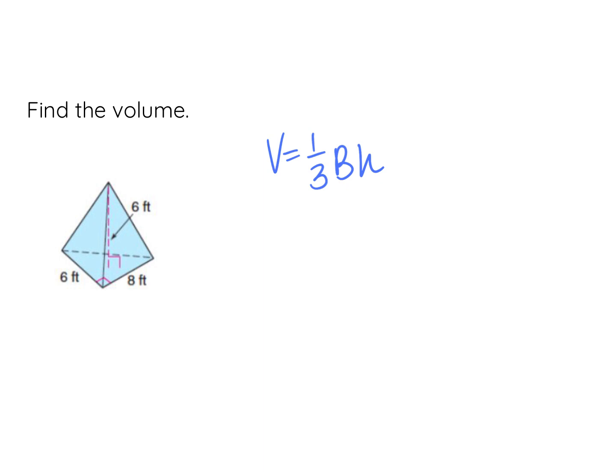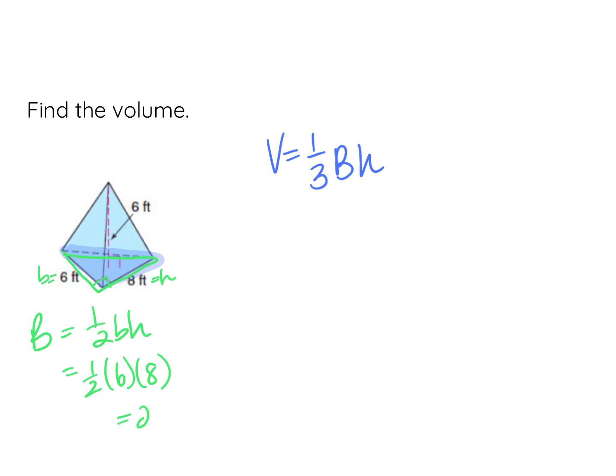So let's look at, here would be my base. It is a triangle. So for that, I'm going to use my triangle formula for big B. Area of a triangle is 1/2 base times height. If I look at just this triangle, I could say that this 6 is my base and this 8 is my height, because remember, the important thing is that they form 90 degrees, a right angle. So I'm going to take 1/2 of 6 times 8, which is 24. And that's what I'm going to use for my big B in my volume formula.